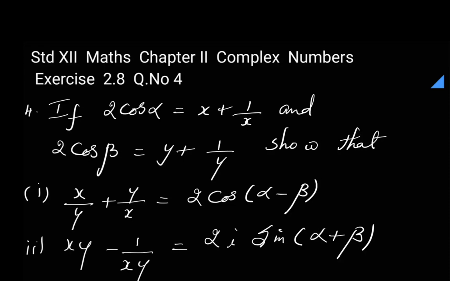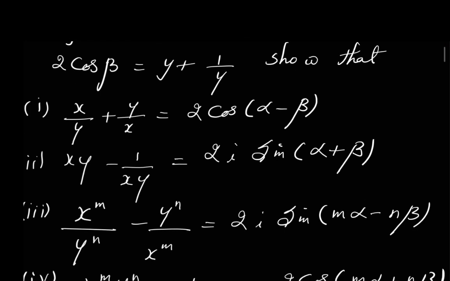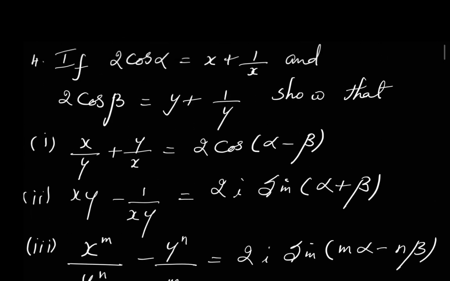See, Standard 12th Maths Chapter 2, Complex Numbers. Exercise 2.8, question number 4. Fourth sum: if 2 cos alpha equals x plus 1 by x and 2 cos beta equals y plus 1 by y, show that... So you have to prove four questions. First one, x by y plus y by x equals 2 cos(alpha minus beta), and so on. The rest also we are going to do.